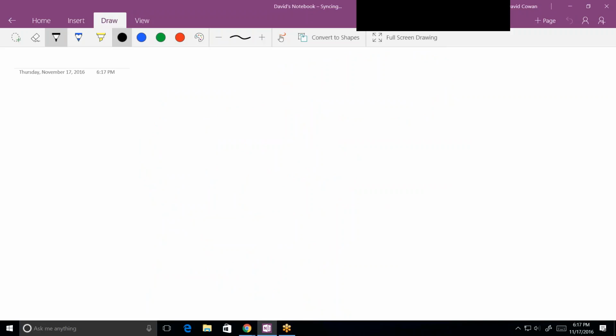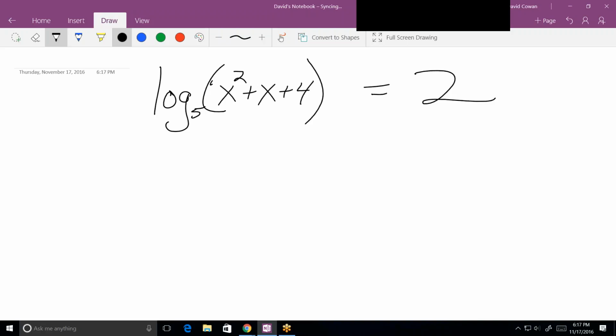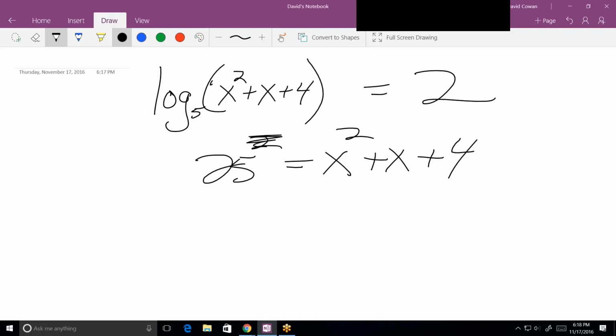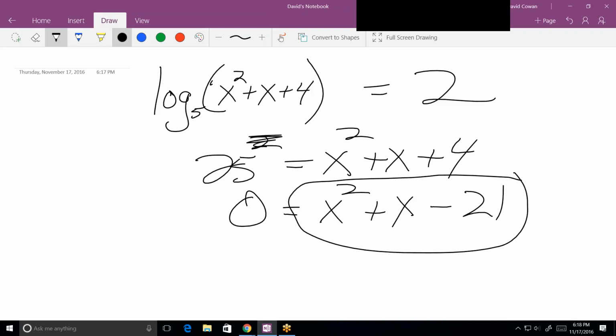The next one is just solving for x again. It's log base 5 of x squared plus x plus 4, all equal to 2. Again, whenever you have a log equation, convert it to exponential. You'll see that it's very solvable then. So what's the exponential? 5 squared equals x squared plus x plus 4. Now that's just a simple quadratic. That becomes 25. Move it to the right. We got 0 equals x squared plus x minus 21. And now you're going to have to use the quadratic formula on that to solve it.